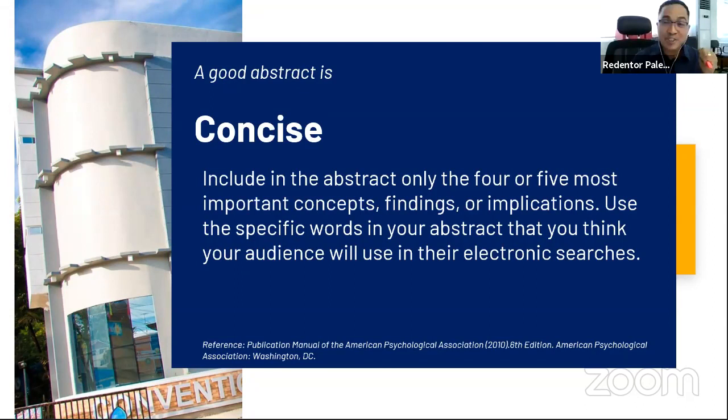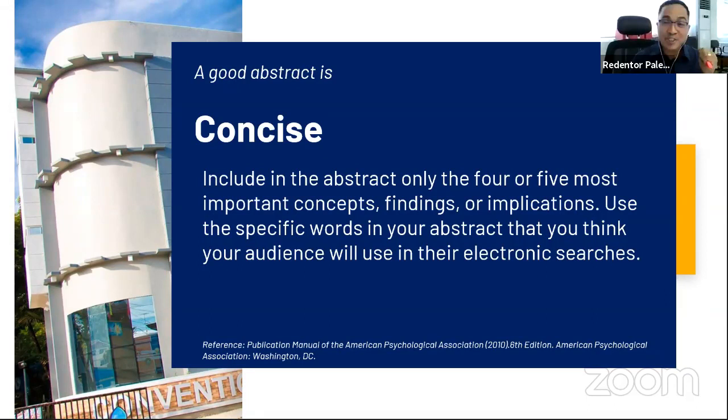So, concise. So we are done with our second part of the outline. We're done with our definition, and then we're done with our characteristics. Basically, the characteristics of an abstract, very easy: it should be accurate, it should be concise, it should be coherent, and of course, readable.